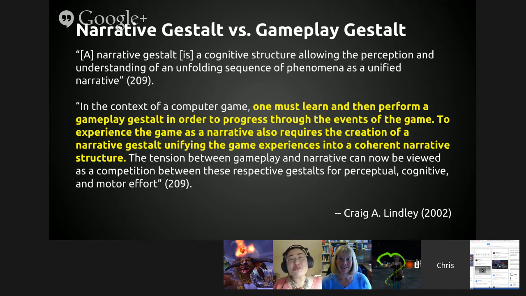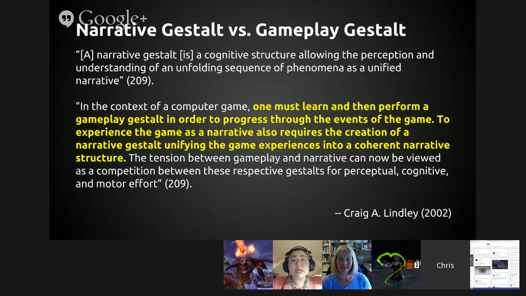So let me just go through without telling you what I think first. But here's a little definition, right? He said, a narrative gestalt is a cognitive structure allowing the perception and understanding of an unfolding sequence of phenomena as a unified narrative. So he's talking about cognition, right?